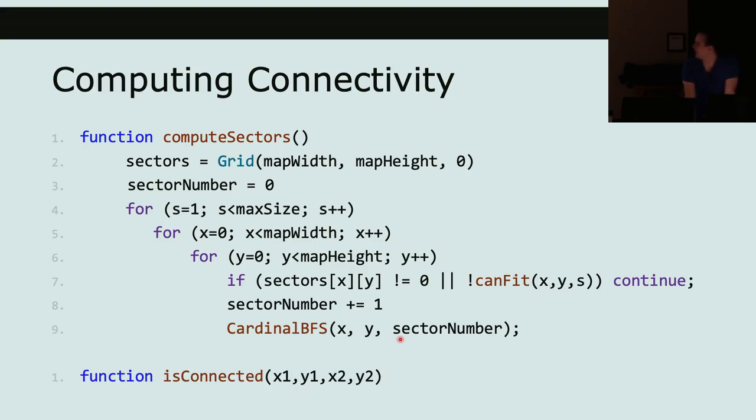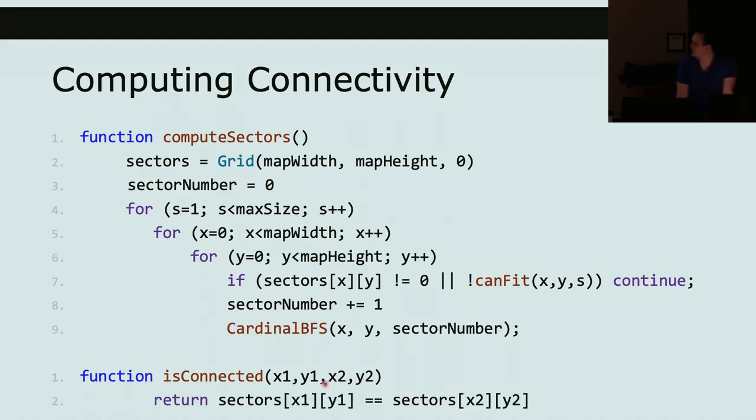And then we'll have a function is connected later, which takes in an x1, a y1, x2, and y2, and we'll call that function to see if those two locations are connected. And we may also pass in a size parameter to say, are they connected of a given size? And that's it. That's the whole algorithm. You just have to write that cardinal BFS. But you know how to write BFS by now, so I don't need to go over that.